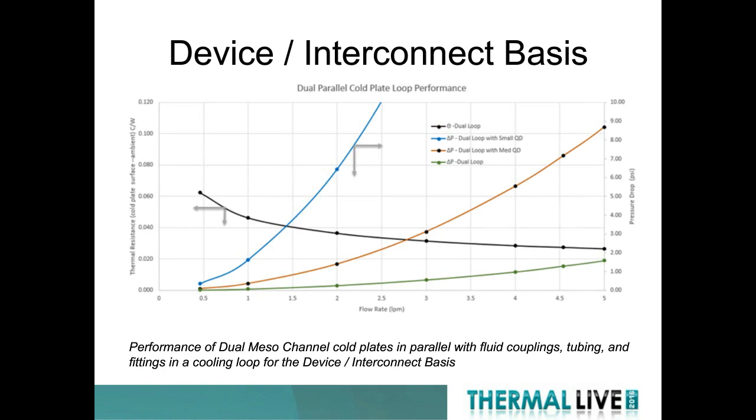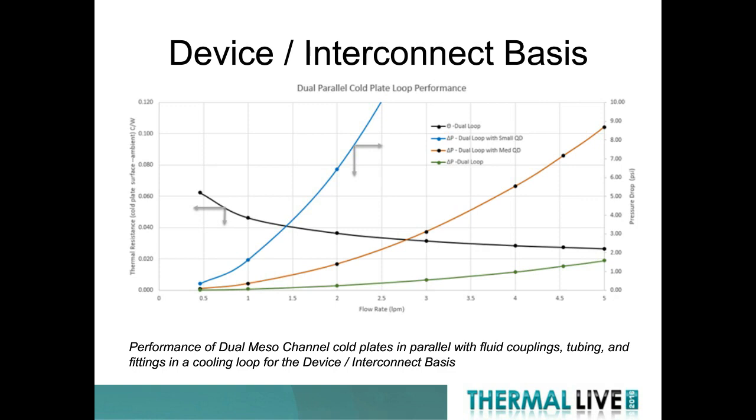What we've done here at the bottom, you can see we've got a performance loop. This is a loop of 2 mesochannel cold plates in parallel, with fluid couplings connected with tubing and fittings for this entire loop. This is a loop that is essentially cooling 2 heat generating devices, either IGBTs or microprocessors, and it's moving out of this basis with 2 quick disconnects.